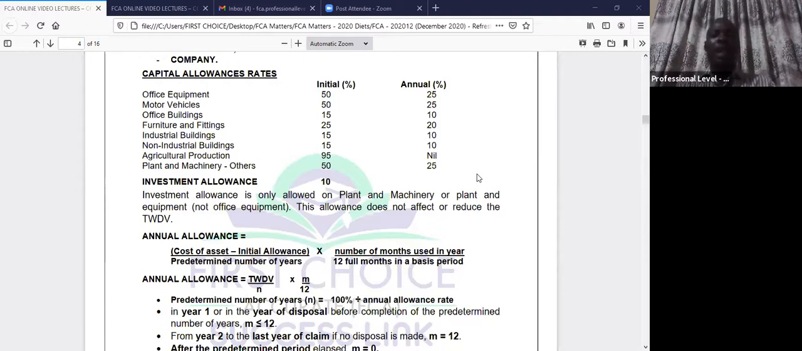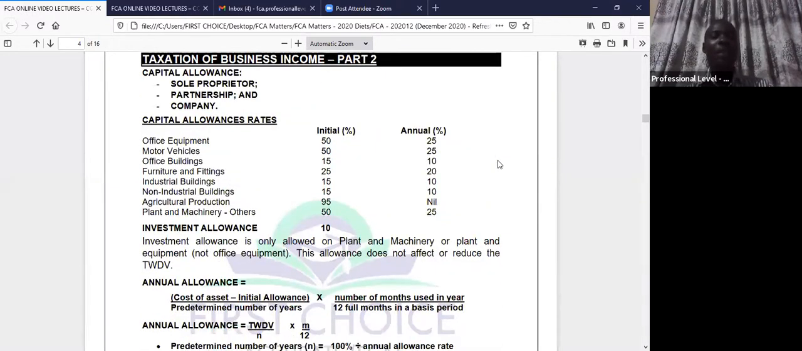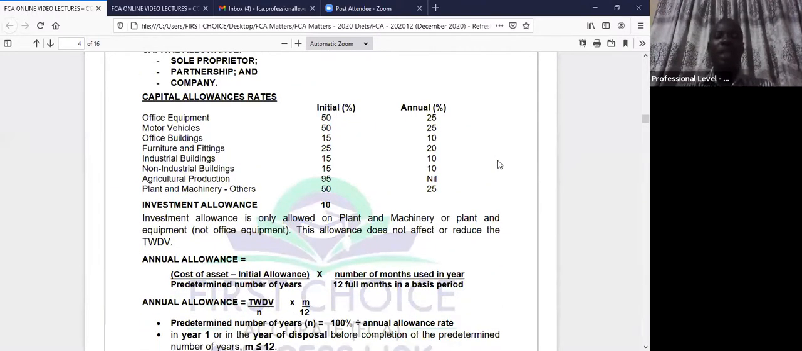The next allowance here is the annual allowance. Okay, before I talk about the annual allowance, I will have to talk about the initial allowance. What is the initial allowance? The initial allowance is the first allowance that you are entitled to claim whenever you buy an asset.